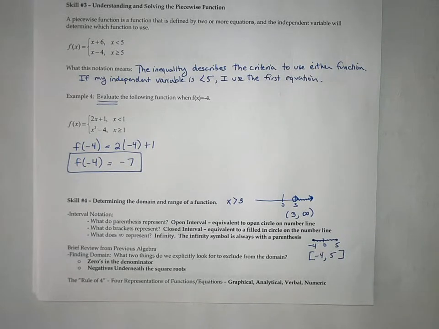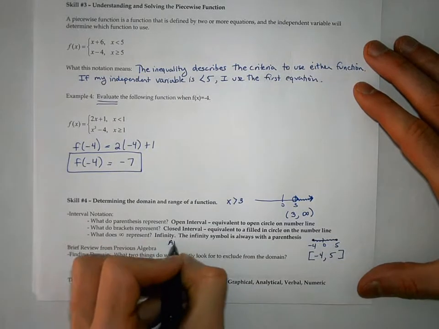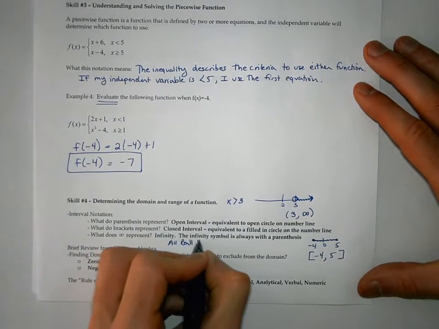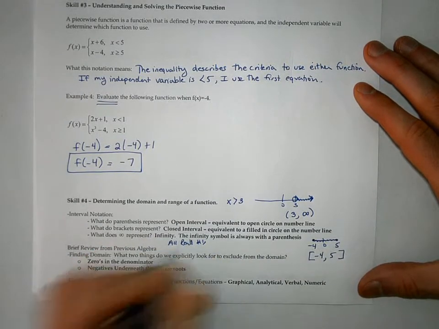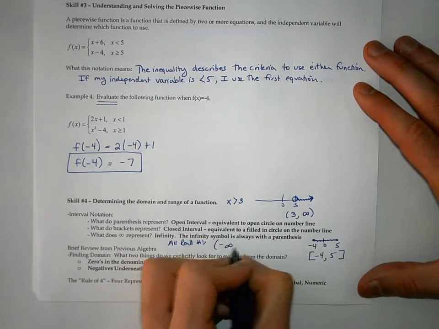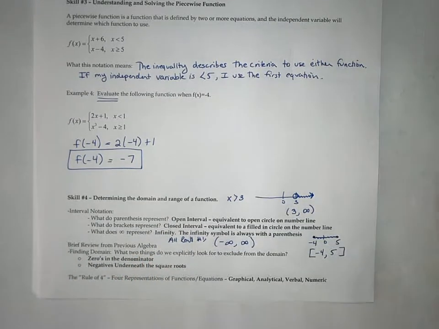If I had the entire number line, so all real numbers, I go from -infinity to infinity. So that's just a quick review of what our interval notation is going to look like. And when we write our domains and ranges, we're going to want to use interval notation. Second thing here is a brief review of finding the domain.